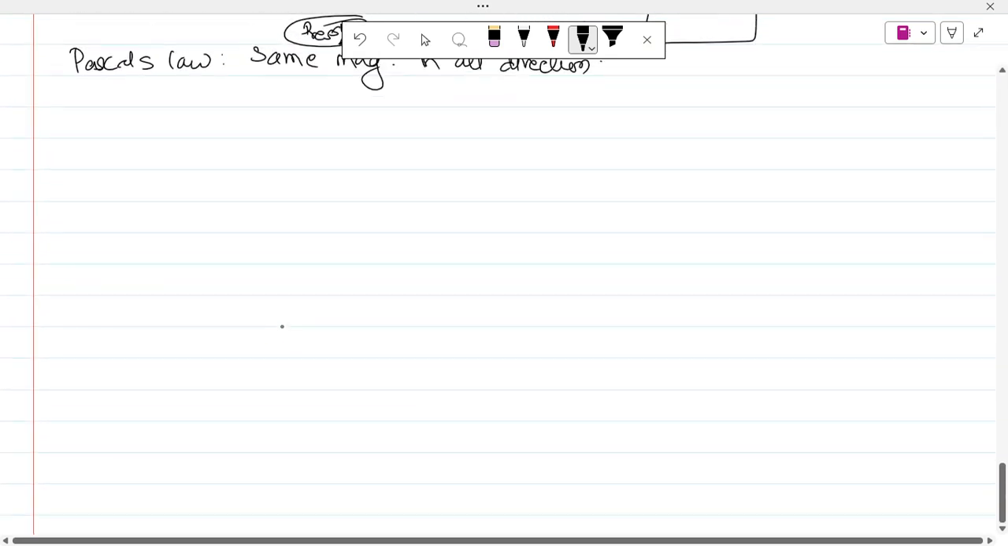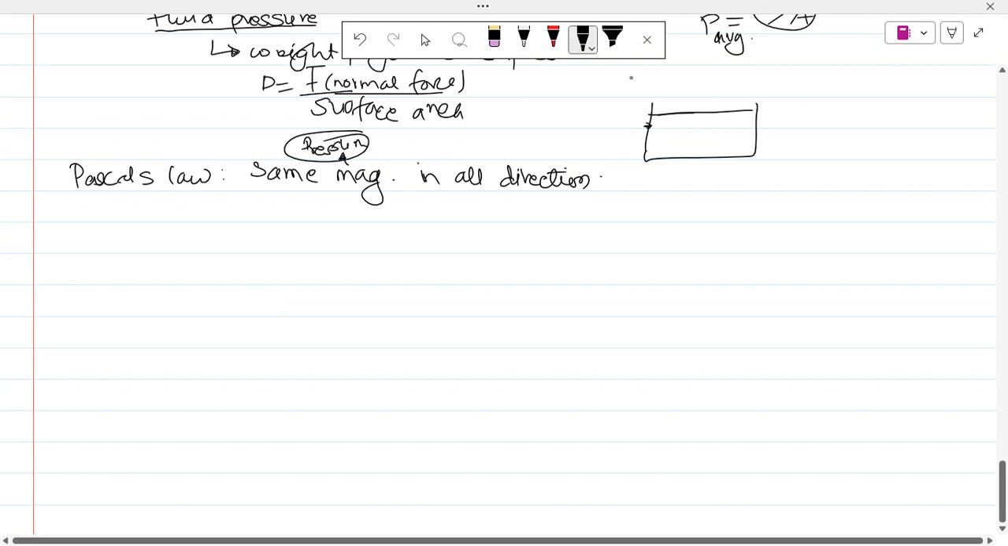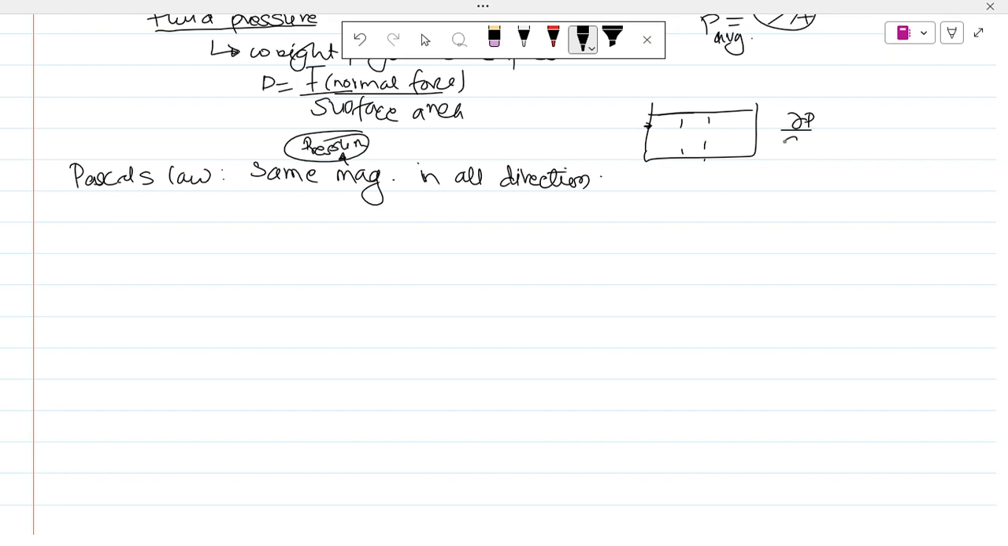In the above example, the variation of pressure with respect to z is minus rho g, whereas the variation of pressure with respect to x or with respect to y is 0. We have to consider that the variation of pressure with respect to z is minus rho g, whereas the variation with respect to x and y is 0.